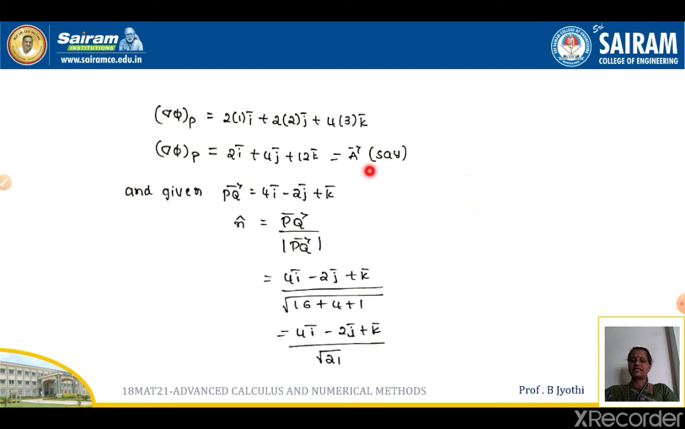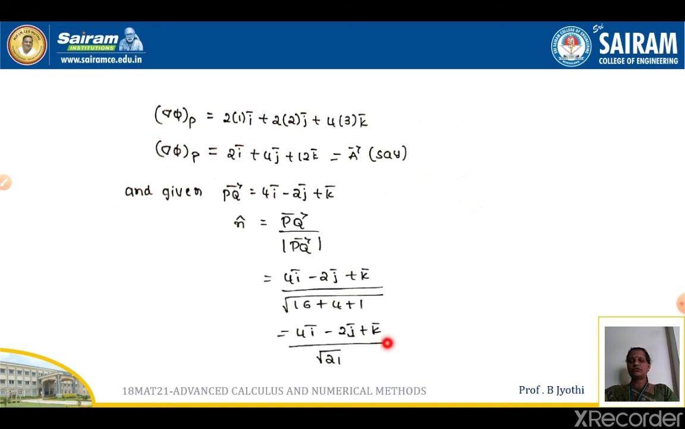We will name this as A, and PQ is given by 4i minus 2j plus k. So n cap can be determined by finding the magnitude of PQ. So it will be 16 plus 4 plus 1, that is root of 21, which cannot be simplified further. Let's keep it as it is. And here it is 4i minus 2j plus k over root 21. That is the n cap.